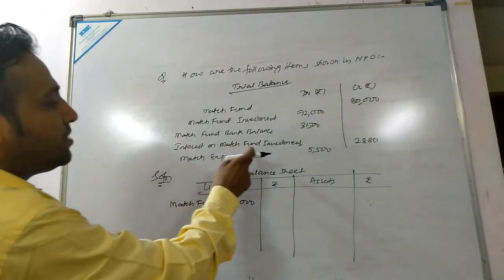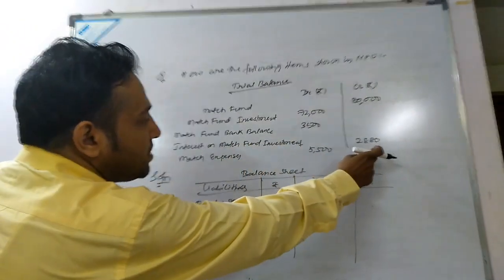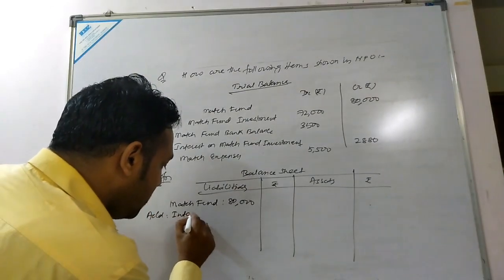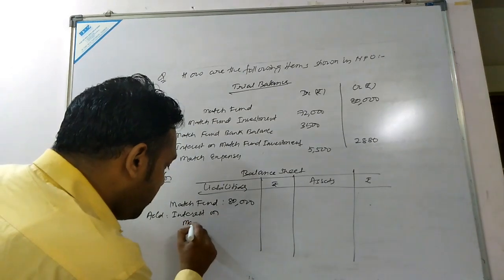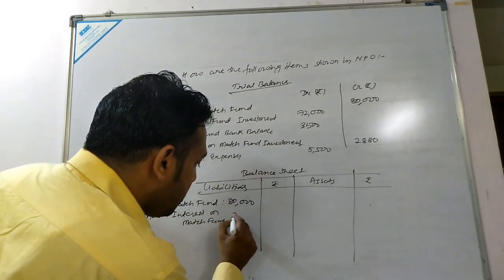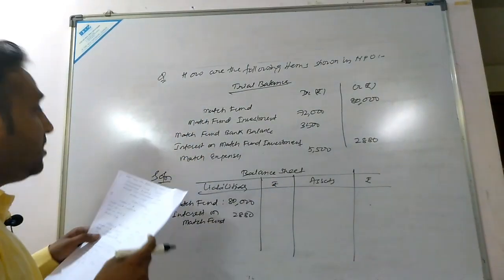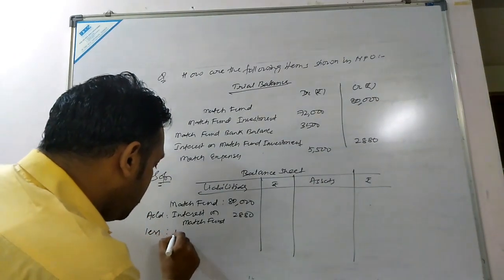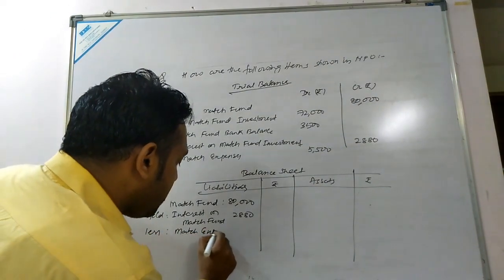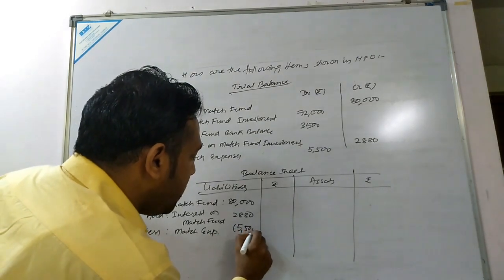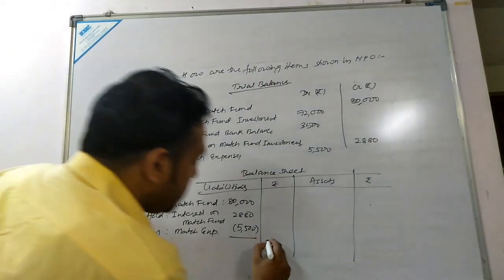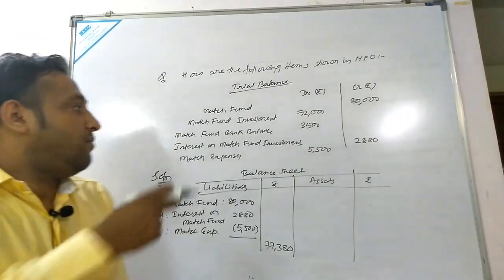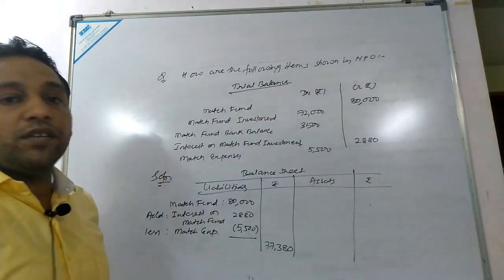Then how much interest are we earning? Interest on match fund investment is 2,880. So we have to add it, because this interest will be capitalized. Then match expenses of 5,500 will be subtracted: less match expenses, 5,500. After calculation, we get 77,380.